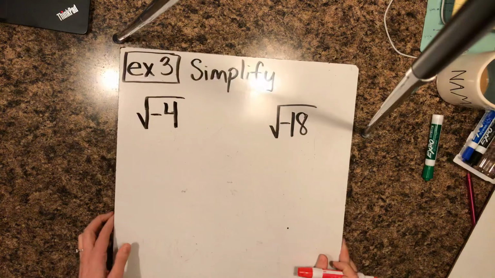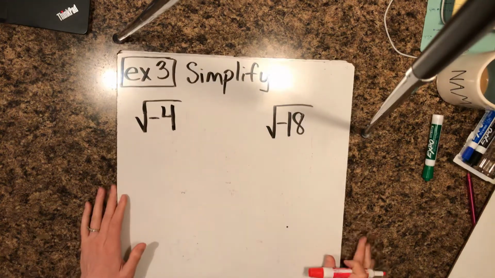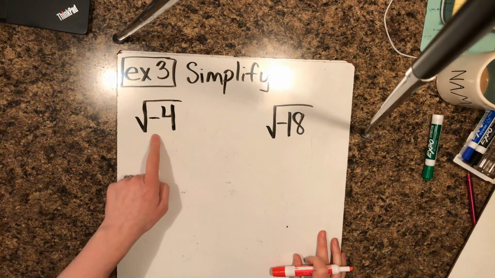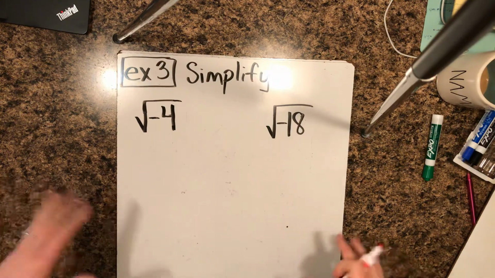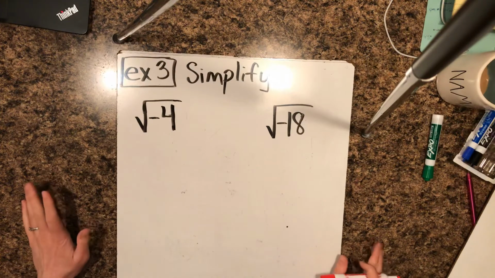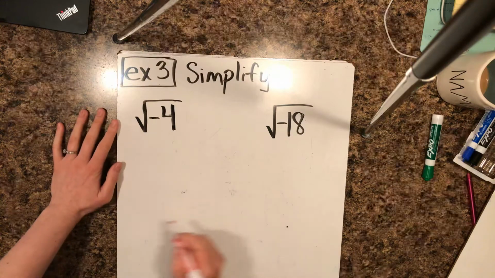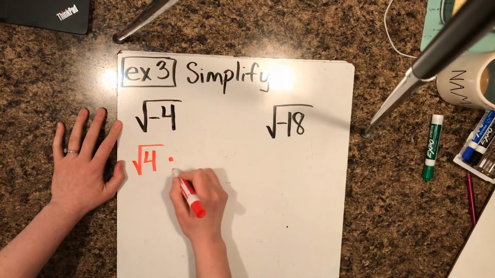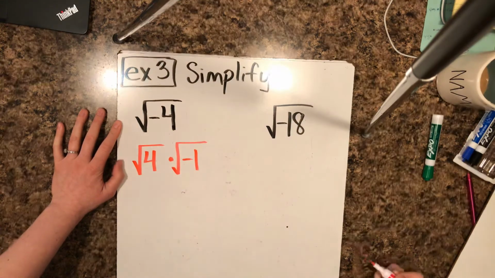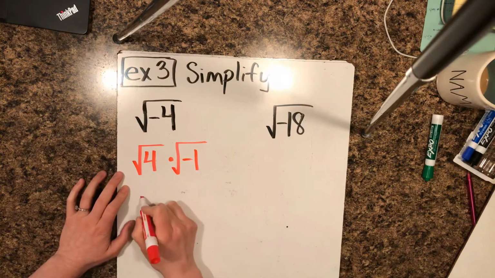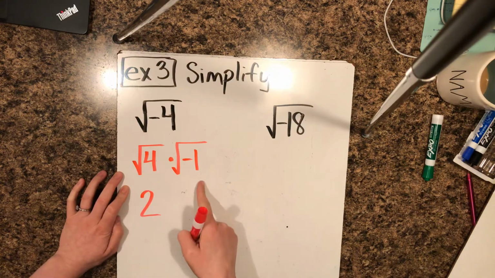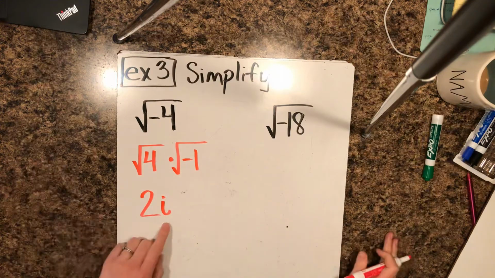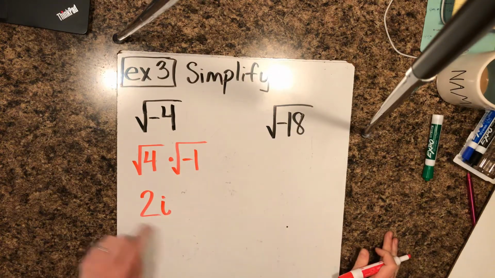So in this example, example number 3, we're being asked to simplify these expressions. Again, typically we'd see a negative inside the square root, we'd be bailed out and we'd just say, oh, we can't do it. But now we know that we can do it. Okay? So I can rewrite this as the square root of 4 times the square root of -1. Okay, we know that the square root of 4 is 2. We now know that the square root of -1 is I. So our answer is just I. I'm sorry, the answer is 2I.